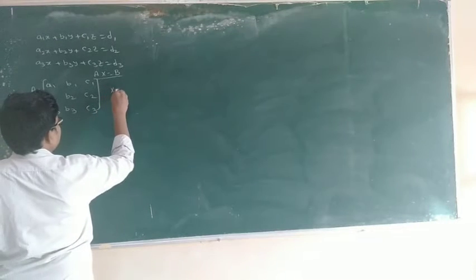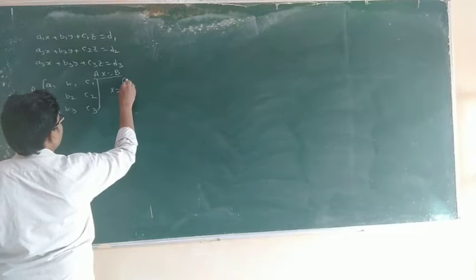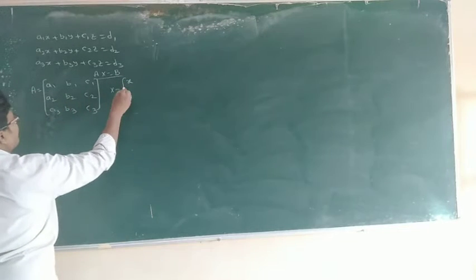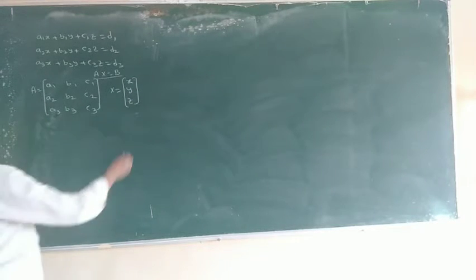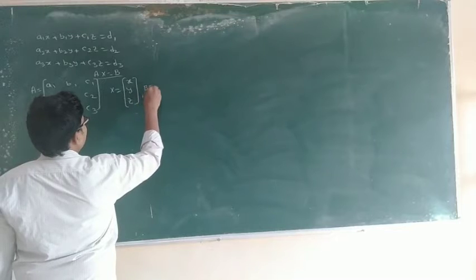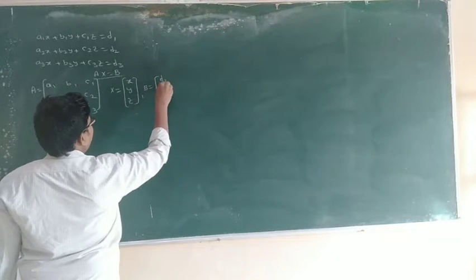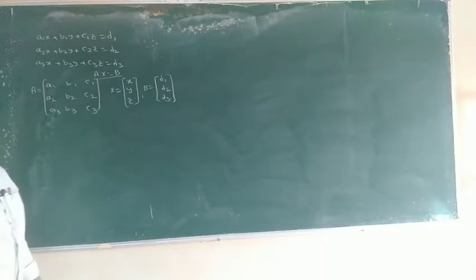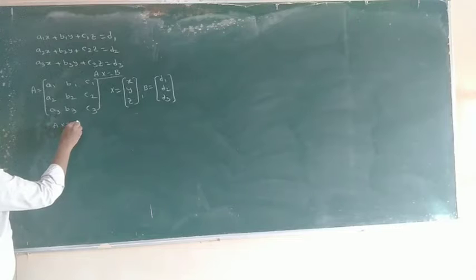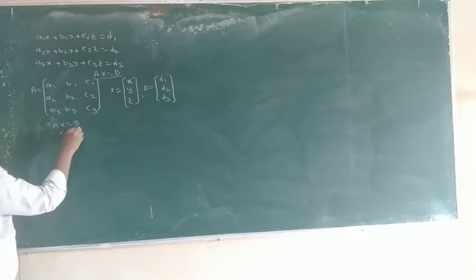Next, X is the variable matrix. How many variables are there? x, y, z. Variable matrix. Next, B is equal to the constant matrix: d1, d2, d3. These are the constant matrix. So AX is equal to B, so X is equal to A inverse into B.